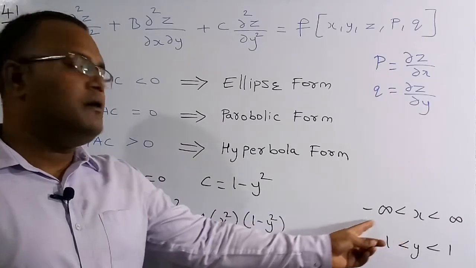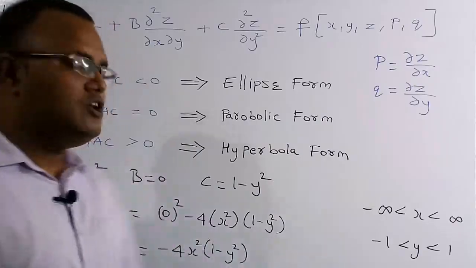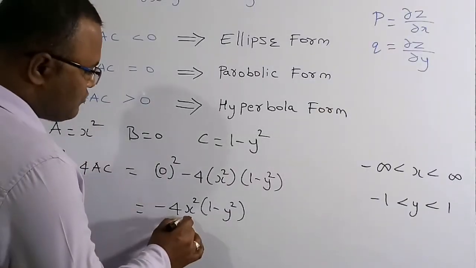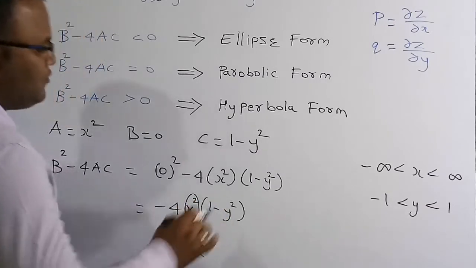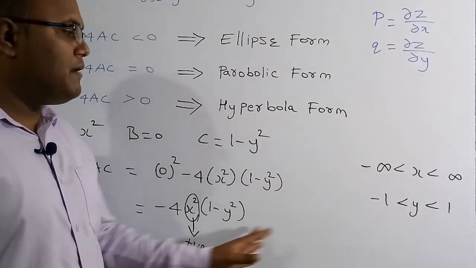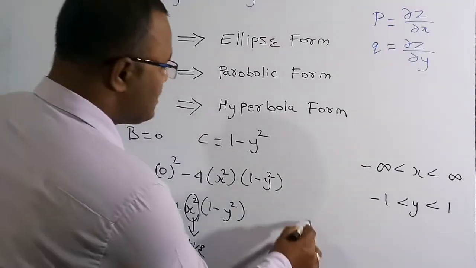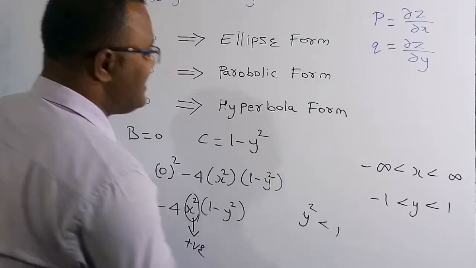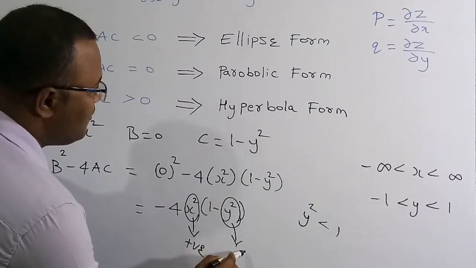The range of x is from minus infinity to plus infinity and the range of y is from minus 1 to plus 1. So you can see clearly x square is always a positive value. Whereas y square is also positive, but y lies only from minus 1 to plus 1. So therefore definitely the y square value will always be less than or equal to 1.